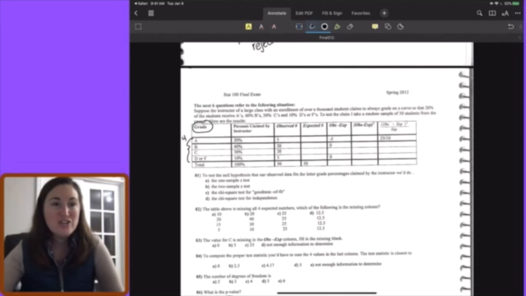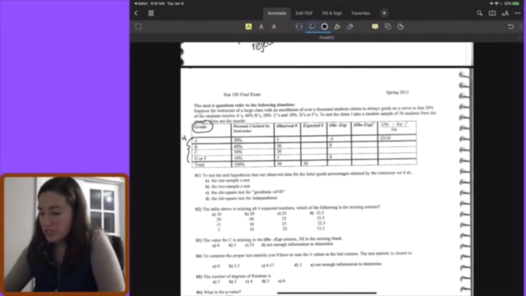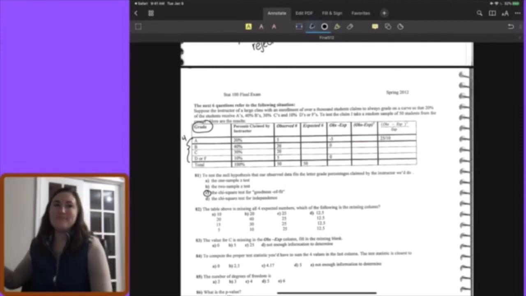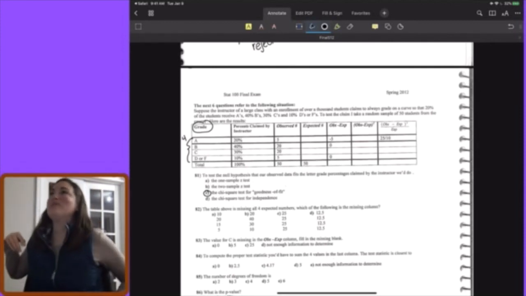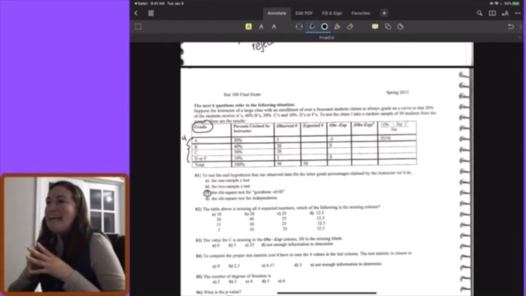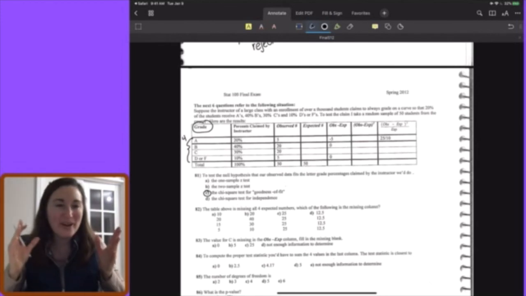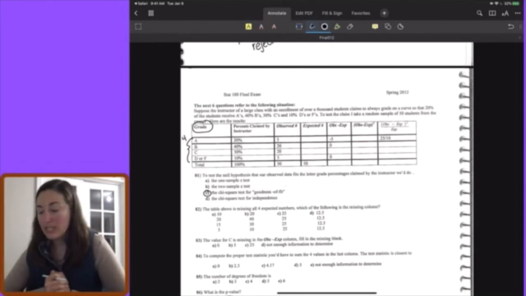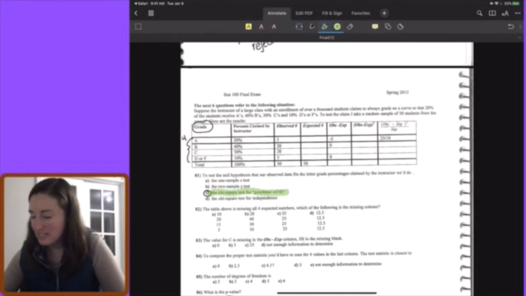So I know that this is going to be the chi-square test for goodness of fit because I only have one variable. If I had 2 variables, like grade and whether or not you're online or in person, then we'd have the chi-square test for independence. But here, just one variable, multiple categories is the chi-square test for goodness of fit. So number 3 for our hypothesis test.